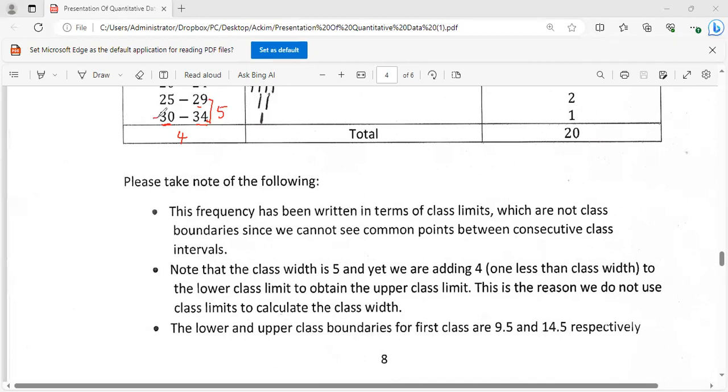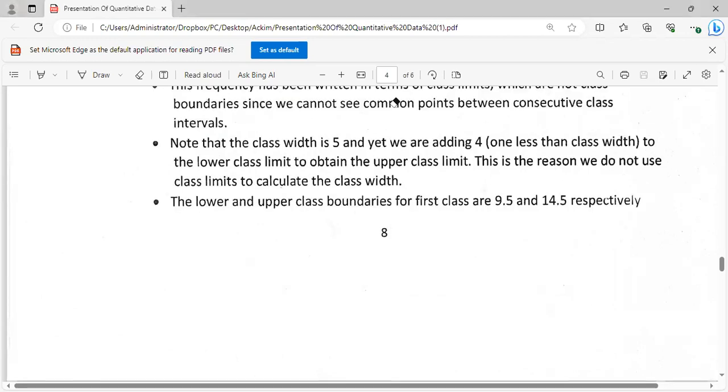Or 30 minus 25, which gives 5, the difference. When you have limits, you subtract like that. But if you have boundaries, if you want the class width, you can just subtract.